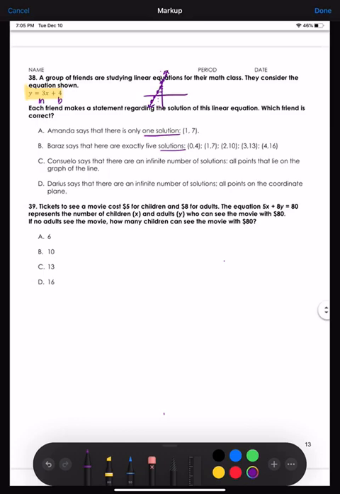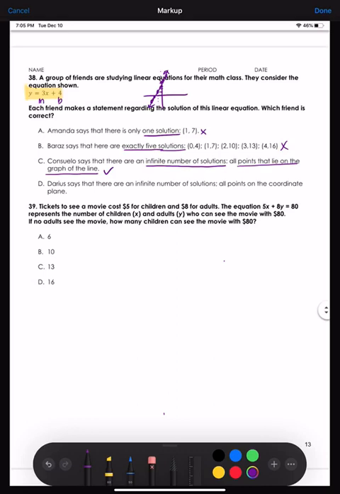So is there only one solution? No, there's tons of solutions. Any dot on that line is a solution. So Baraz says there are exactly 5 solutions. Well, that's also false because there's infinite solutions. Any dot on this line is a solution, so that cannot be right. Consuelo says there are an infinite number of solutions, all points that lie on the graph of the line. This seems to be true because that is what a line is. It's a set of solutions, any point on the line.